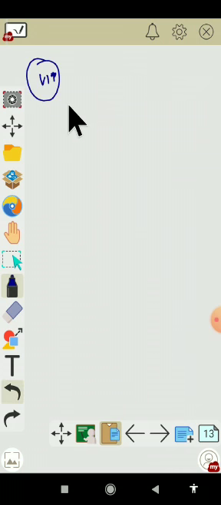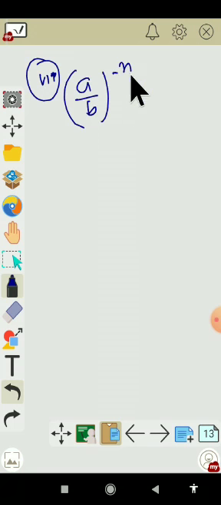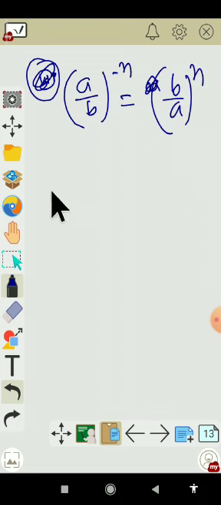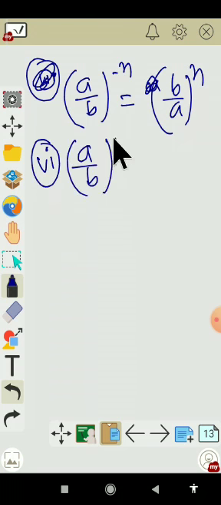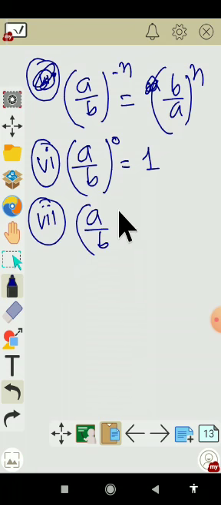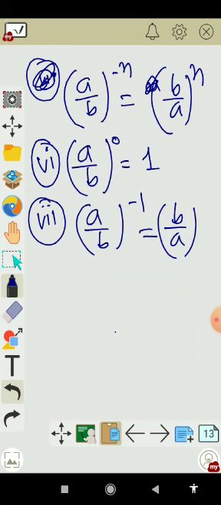Next, we can write (a/b) to the power minus n equal to (b/a) to the power n. Now, if (a/b) to the power 0 is there, that will be 1, and if it is (a/b) to the power minus 1 only, we can write b/a for that. So we have to remember these formulas, and we will see their use also.